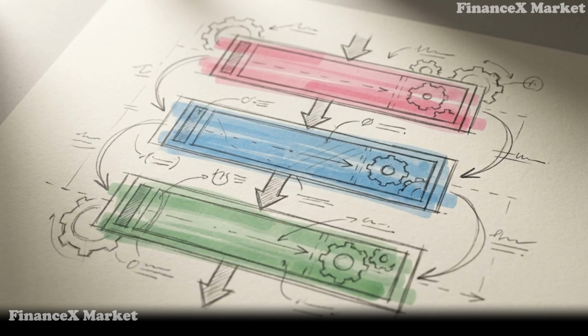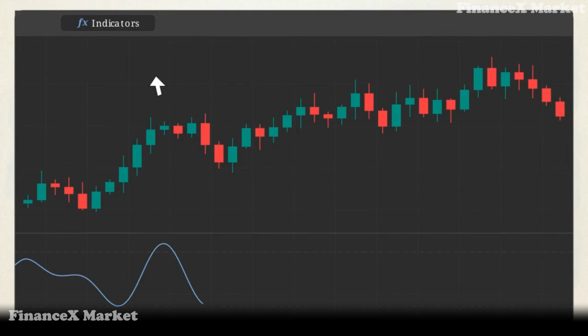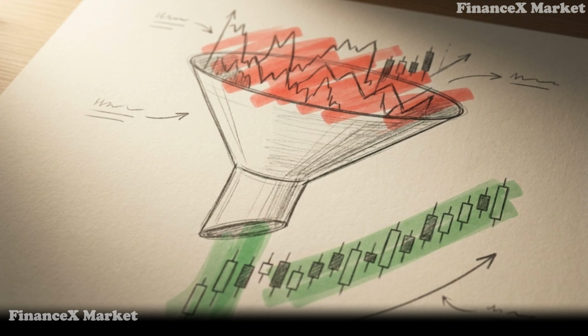The SLC framework, structure, level, and confirmation, addresses this by adding specific filters to every setup. Load up your charting platform and add a stochastic indicator so you're ready to build the system. This framework creates a repeatable process designed to filter out low-probability setups.